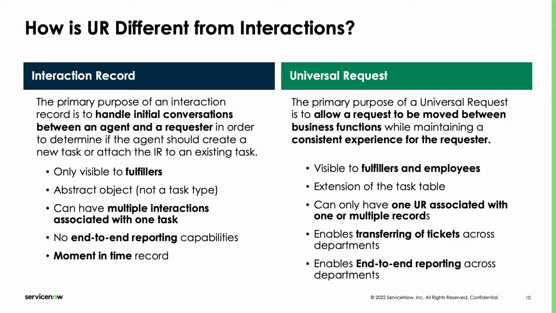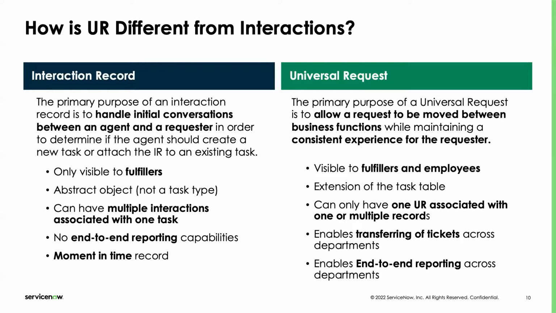Now, interaction records, as we all understand right now, are the moment-in-time record, whereby if an employee is calling the help desk, the agent is trying to understand what the request is. They take down the request in an interaction record, and once they create the request, the interaction record does not exist, right? On the other hand, universal request is actually a task. It inherits the task table, and it is a task which the employees can see and track, which is not possible using interaction records, because interaction records are never exposed to the employees.